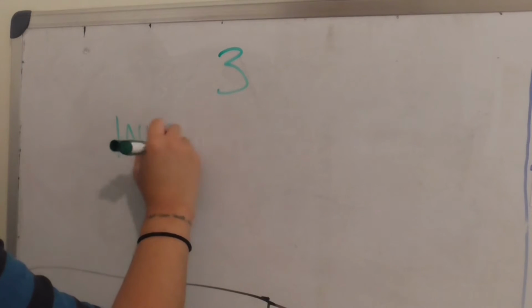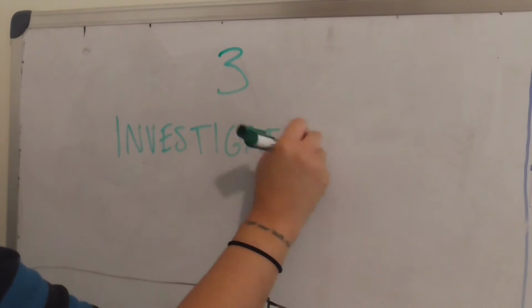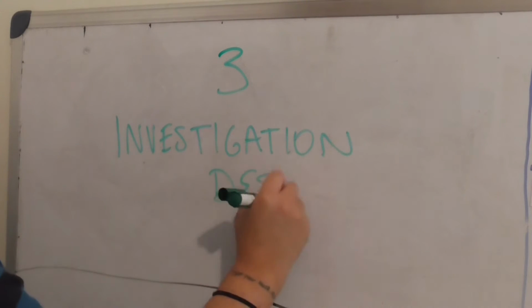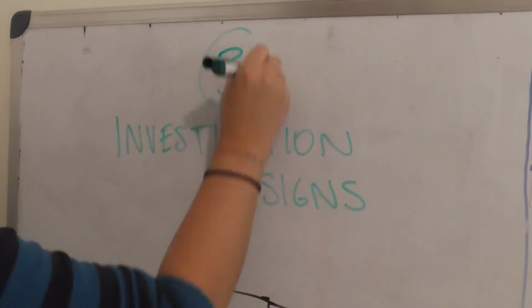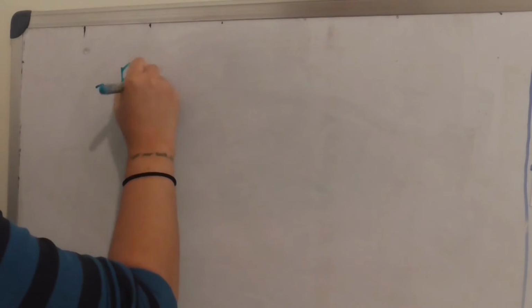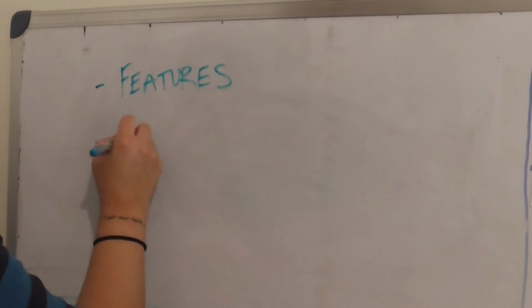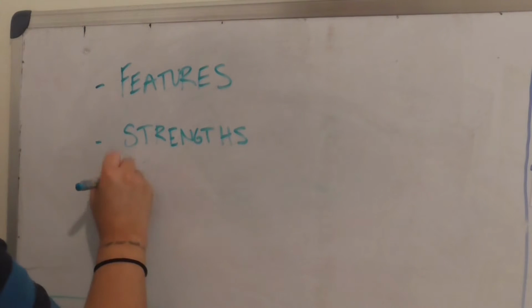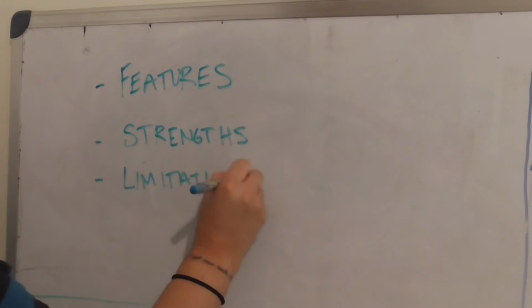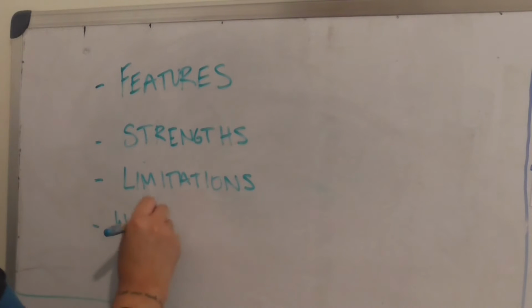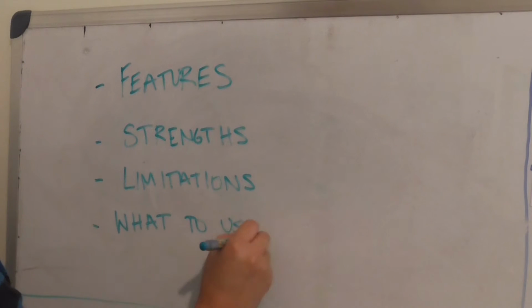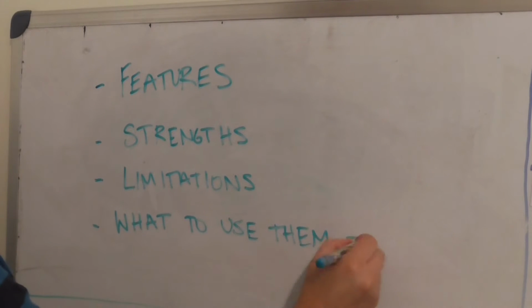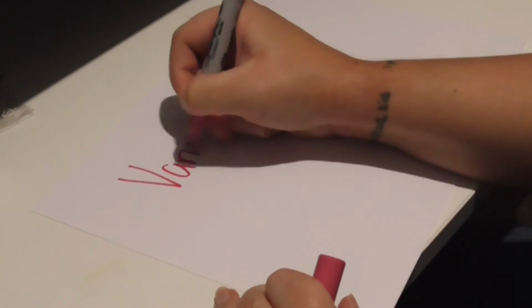And as we know, there are 3 investigation designs, 3 different ways that we can find out information to answer our question. So our video today is going to be talking about the features of each design, the strengths of each one, the limitations of each one, and what they're all best used for. What kind of questions are answered by each design. Before we get into that though, let's just define some terms, particularly the term variables.